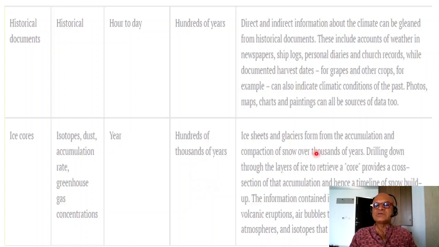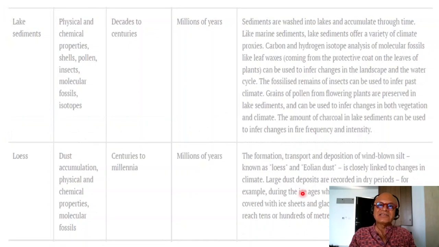Ice sheets and glaciers form from the accumulation and compaction of snow over thousands of years. Drilling down through the layers of ice to retrieve a core provides a cross-section of that accumulation and hence a timeline of snow buildup.